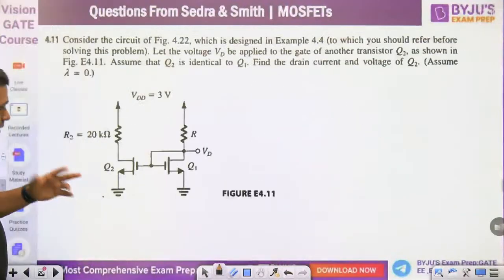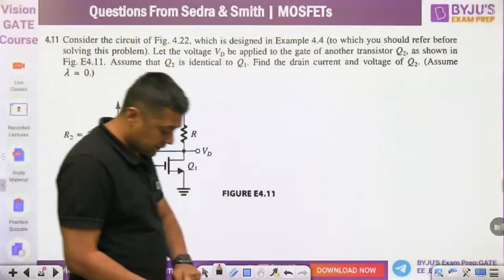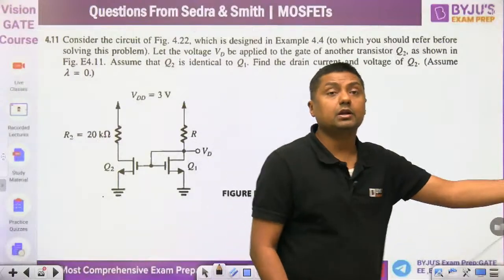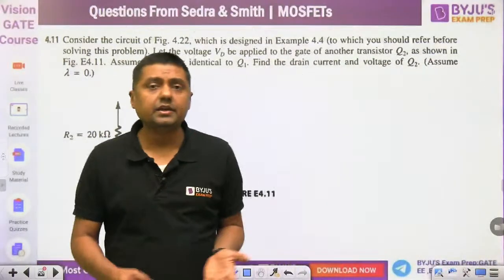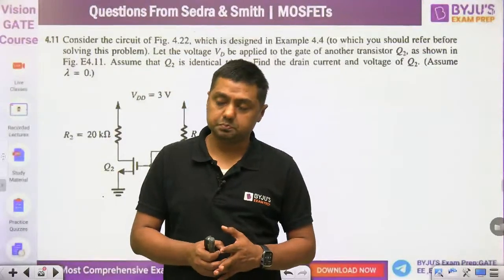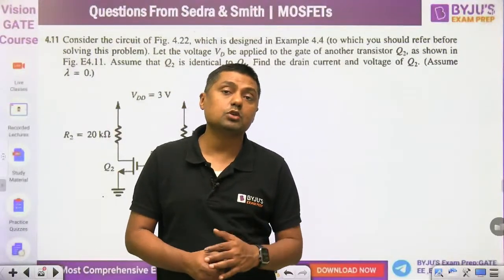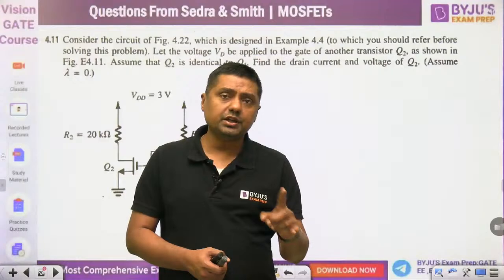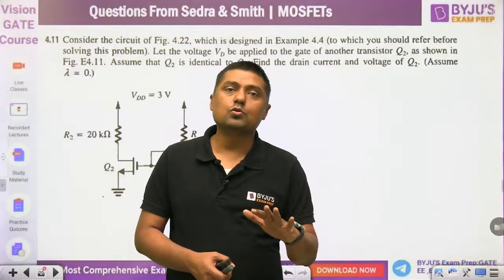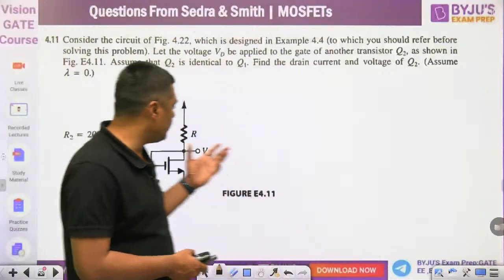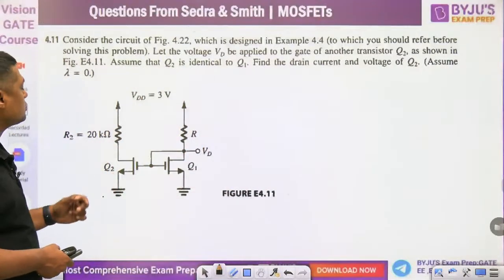Then one question on what? Current mirror circuit, guys. We can design the current mirror circuit by using BJT as well as by using MOSFET. In 2023, there was a question on the current mirror circuit, and last year again there was a question on the current mirror circuit. So this is a very simple current mirror circuit using the MOSFET.